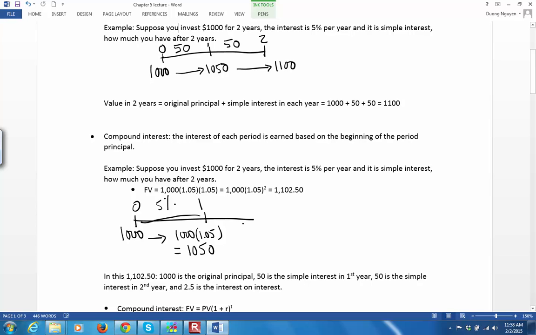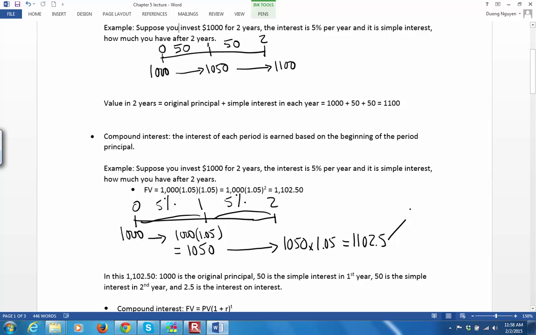So after 1 year you get the same 1050, but after the second year, because you earn 5% again on the second year, 1050 will become 1050 times 1.05, equal to 1102.5. So if the interest is compounded, at the end of the 2 years you will get 1102.5. Now let's take a look at 1102.5. What does it include?